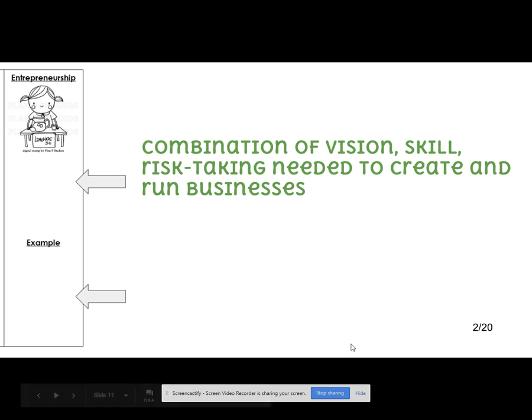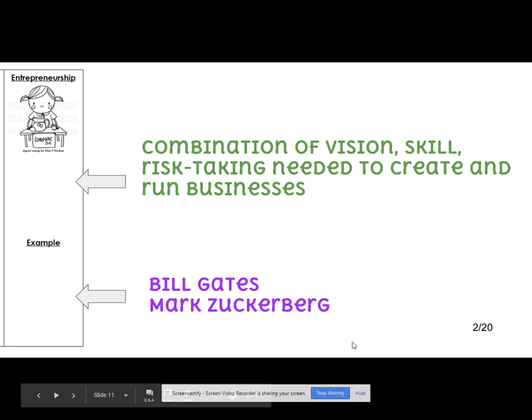Those are entrepreneurs. All right, so two famous entrepreneurs that you probably know: Bill Gates, that's Microsoft, and Mark Zuckerberg is Facebook. So they took an idea, they ran with it, they disrupted the industry, they made big changes. Now, are all entrepreneurs on the level of Bill Gates and Mark Zuckerberg? No, but those are examples that you would probably know.